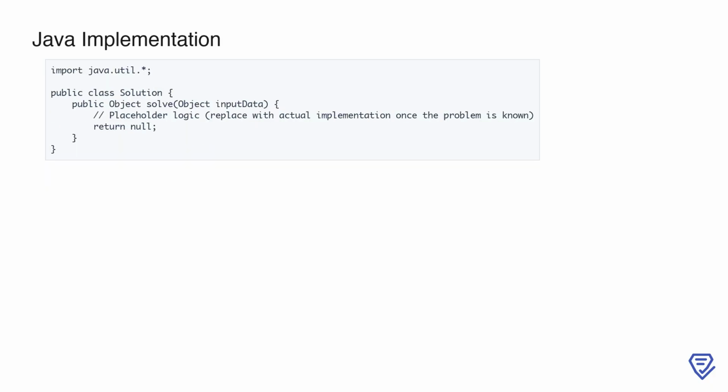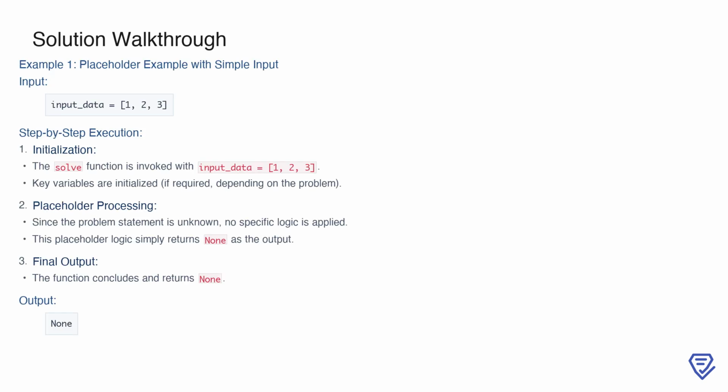This is the Java implementation of the placeholder logic for LeetCode problem number 2175. The method solve mirrors the Python code provided previously, which returns null as the logic is unknown. The class structure follows Java conventions, and the method uses an object type for input and output to keep it generic. Here, we begin with a simple example where the input data is a list containing the numbers 1, 2, and 3. The solve function is called with this input, and during the initialization step, any necessary variables would be set up based on the requirements of the problem.